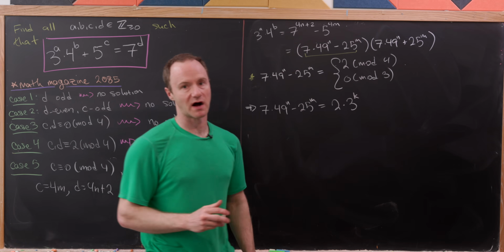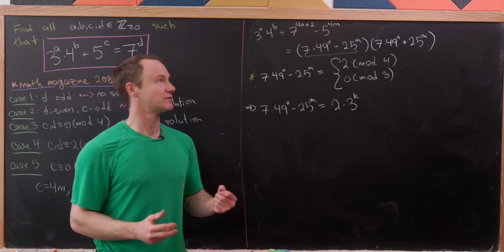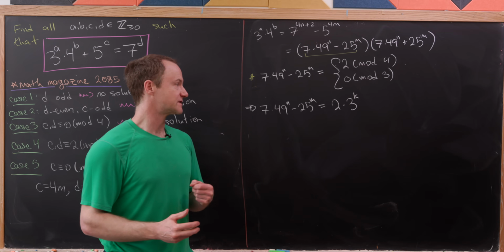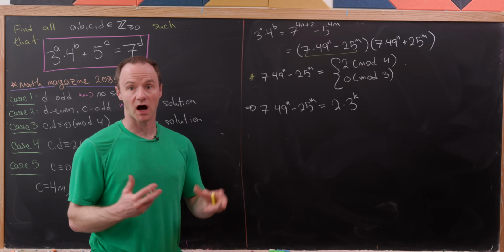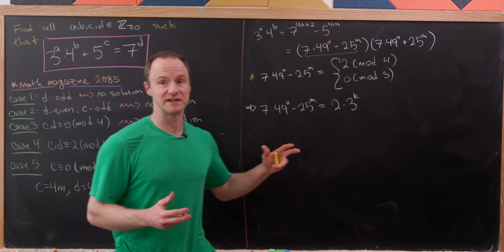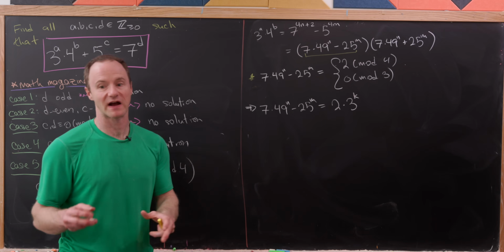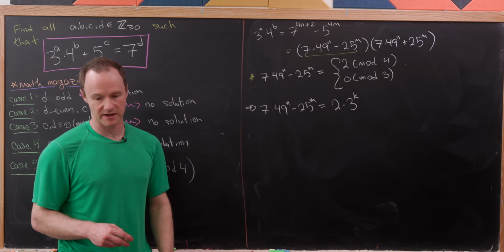Well, it's 2 mod 4, which means it's even, but it's not divisible by 4. And so that means it's just 2 times an odd number. But the only odd number that can be a factor is 3, given the fact that this left-hand side only has prime factors of 2 and 3.